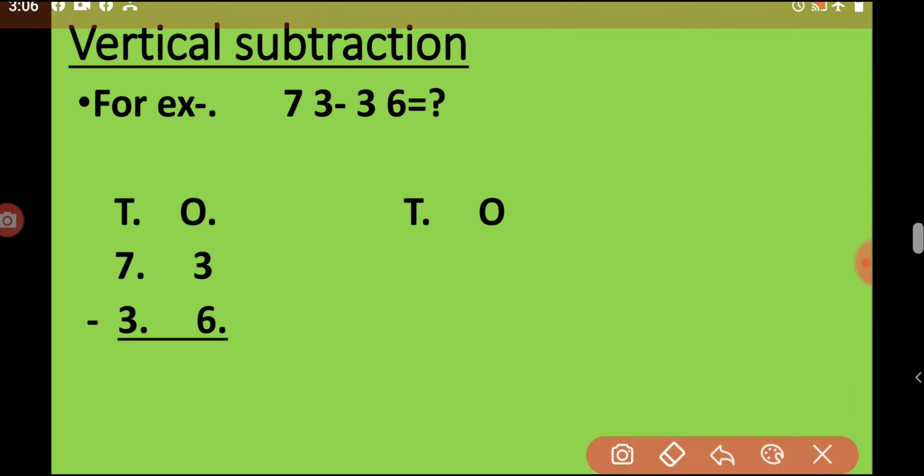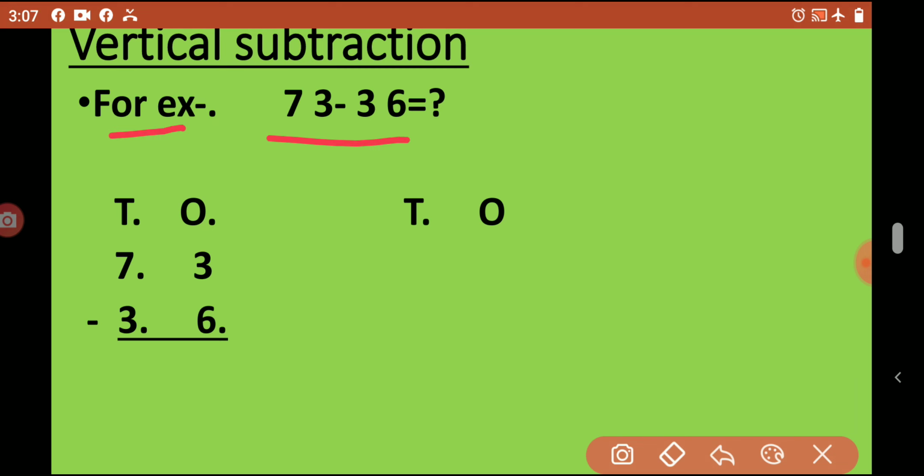Now how to do the subtraction with vertical subtraction method. For example, 73 minus 36, both are 2 digit numbers. In 2 digit number, we use the places tens and ones. Firstly, we have to write the places tens, ones. Now, arrange these numbers in column and in their places. 7 in tens place, 3 in ones place, 3 in tens place and 6 in ones place. After arranging it, we have to subtract the numbers from ones place. In ones place there is 3 minus 6. So 6 cannot be subtracted from 3 because 3 is smaller than 6.